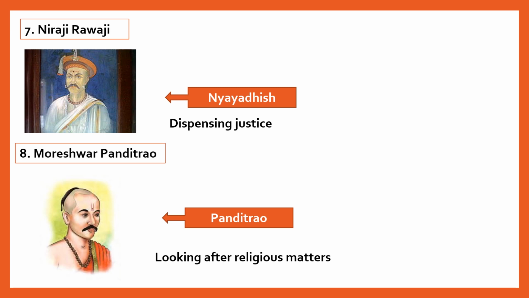The seventh was Niraji Ravaji. He was the Nyayadish. His duty was to provide justice. Means, if any village matter was brought to the court, then it was Niraji who would give justice to the people. And the last of the ministers was Moreshwar Pandit Rao. His role was of the Pandit, and he would look after the religious matters of the people.